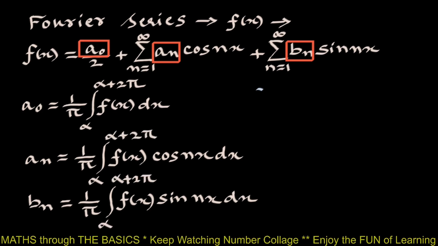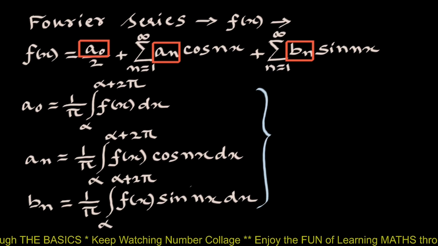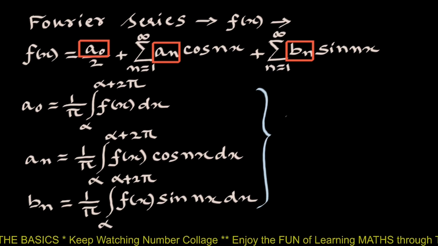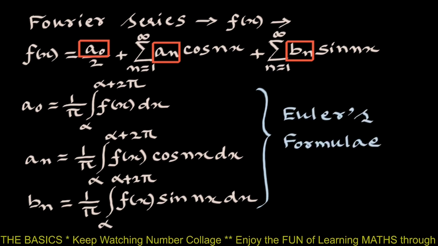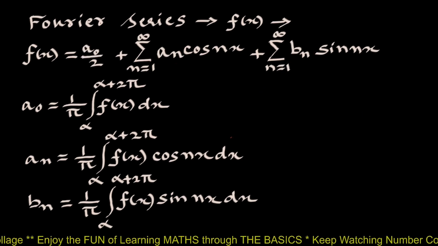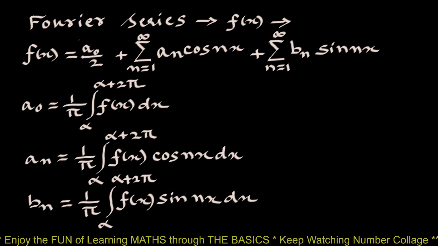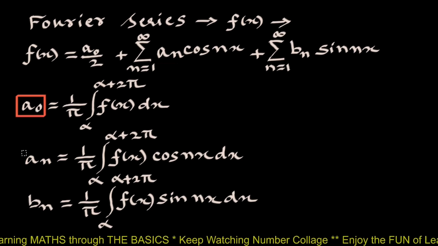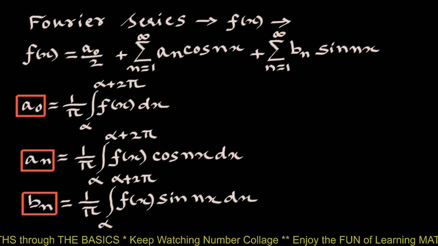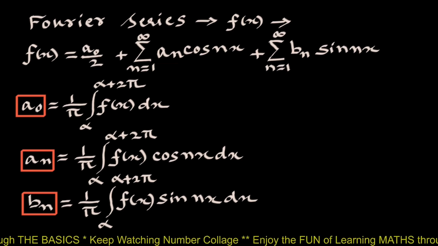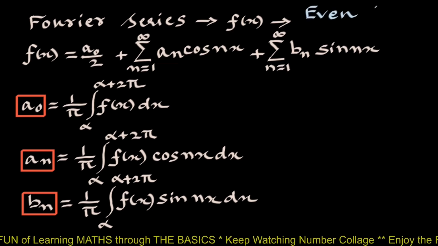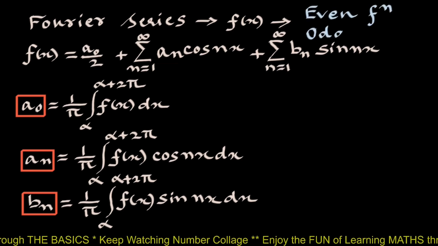These formulae for Fourier coefficients a0, an and bn are known as Euler's formulae. Now we will see what will happen to the Fourier coefficients a0, an and bn if function f(x) is an even function and when it is an odd function.